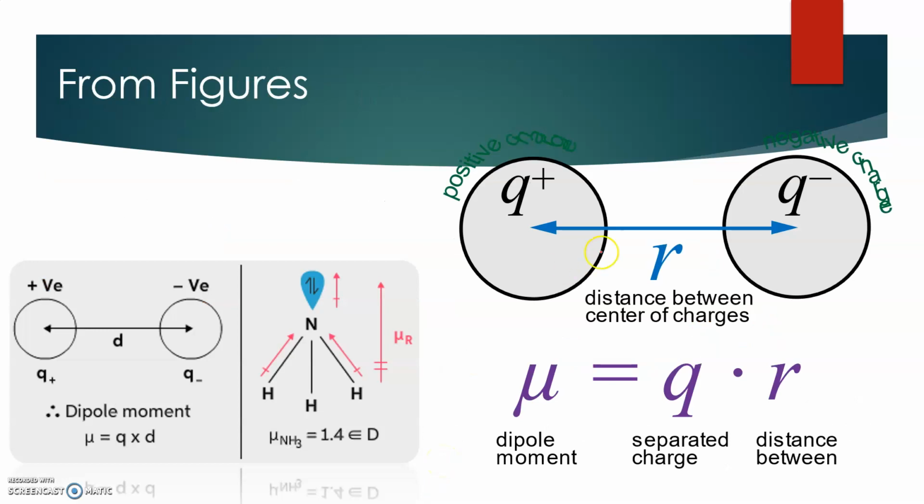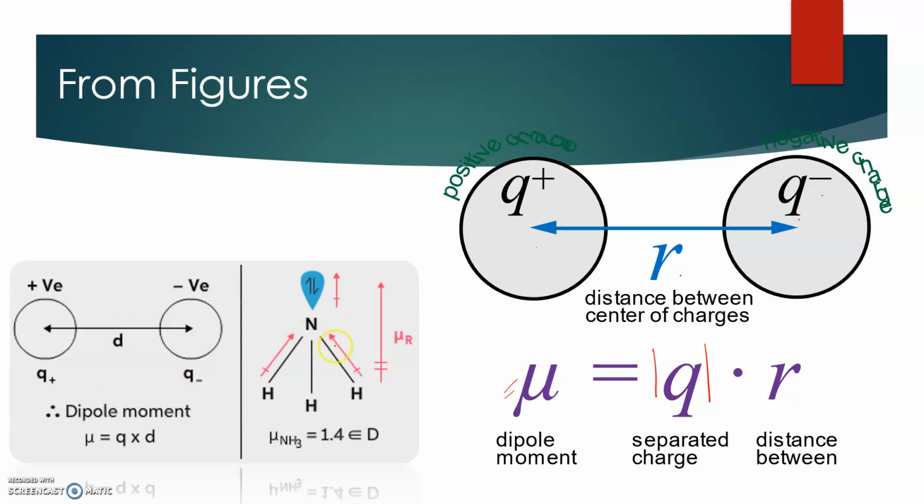So let us try to understand once again. Suppose there are two charges. One is a positive charge Q plus, separated by a distance r, from another charge Q minus. So one is a positive charge, one is a negative charge. So the dipole moment mu is given as Q, which is the magnitude of the charge, times r, which is the distance between them. So here also we have shown the same concept in a different manner.